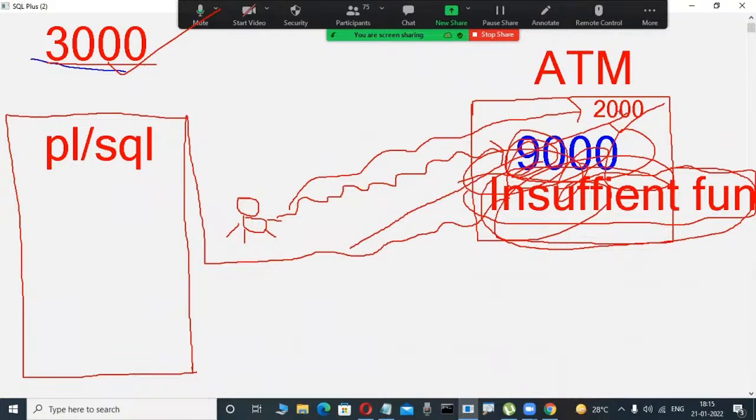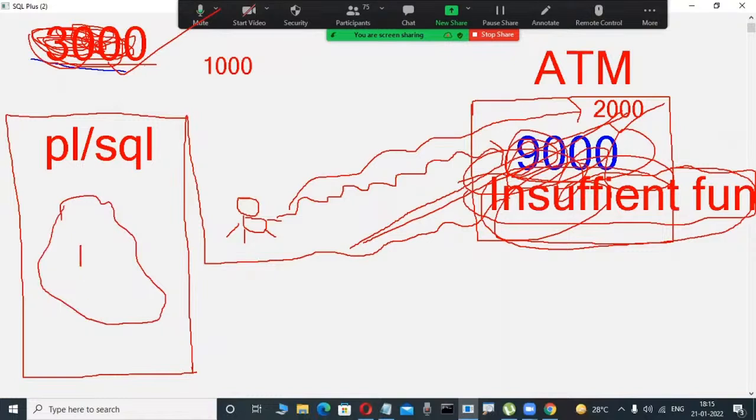Now, whenever we withdraw 2,000, what is the available balance? Here 3,000 minus 2,000, that is 1,000. I want that to be reflected in my database. Otherwise, if you withdraw 2,000 and still 3,000 remains available, the total banking system would collapse. Those transactions are all written through code. That's why PLSQL developers are required in a project.